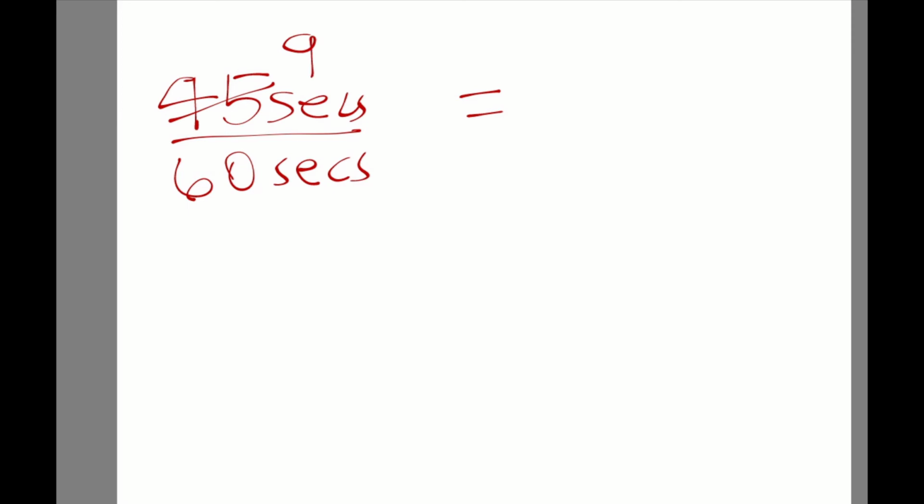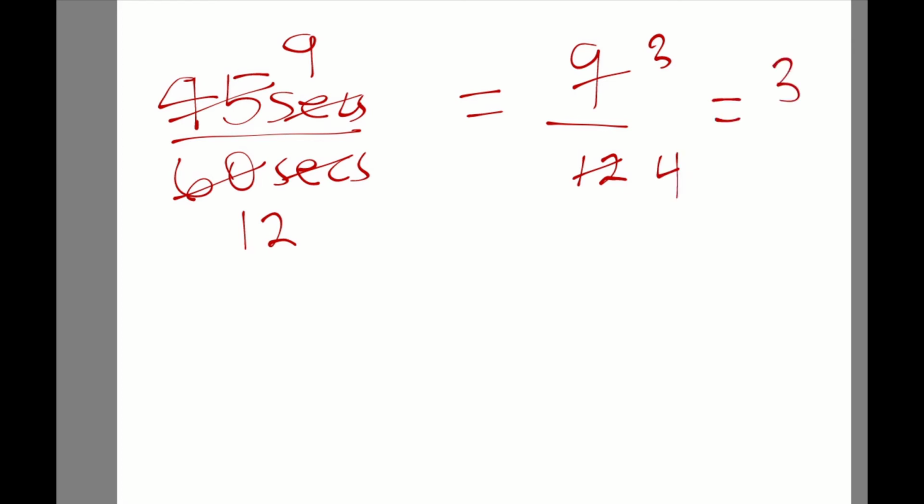So 45, 5 goes into 45 9 times, 5 goes into 60 12 times, and then we have seconds cancelling seconds. We have 9 over 12. We still can't break this down. 3 goes into 9 3 times, and then 3 goes into 12 4 times. So we have 3 over 4. So expressing 45 seconds as a quantity of 60 seconds is 3 over 4.